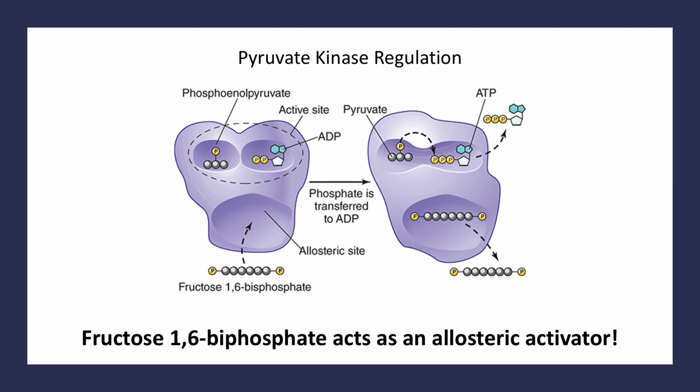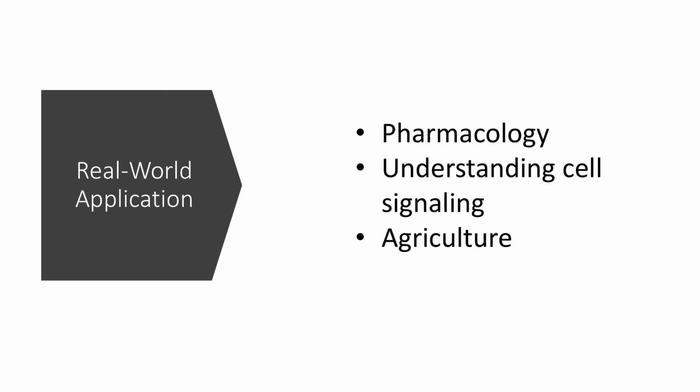So those were 2 examples of both allosteric activation and allosteric inhibition. We can apply this to the real world in multiple ways. I have 3 listed here. There's many more, but we're only going to talk about these 3. So the first being pharmacology: understanding how our bodies regulate certain pathways can contribute to the creation of medications that can either inhibit or activate certain pathways for our benefit.